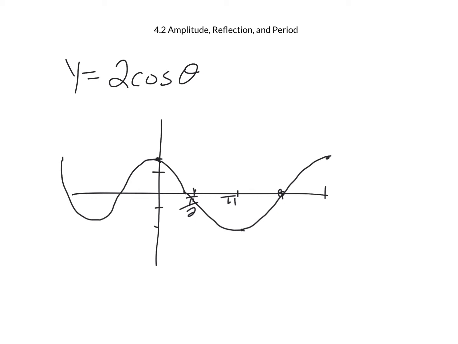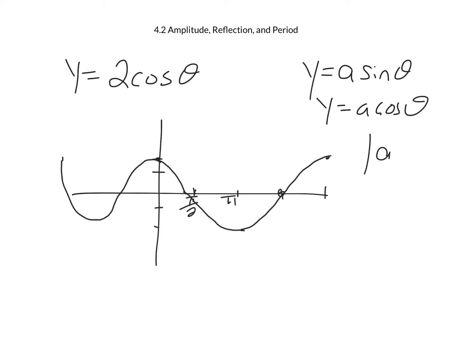So amplitude, if we have any sine or cosine, where y equals a times sine theta, or y equals a cosine theta, amplitude is defined as the absolute value of a. Whatever that number in front is, the absolute value of that is, in fact, its amplitude. That tells you half of the height of your wave. Meaning, if the length of your wave is 4 here, right? What's your amplitude? It's 2. Half of 4 is 2.